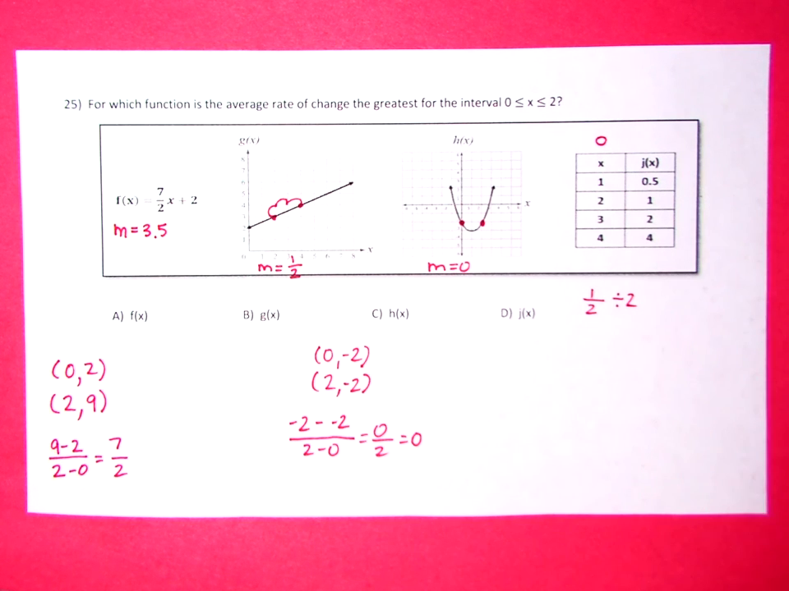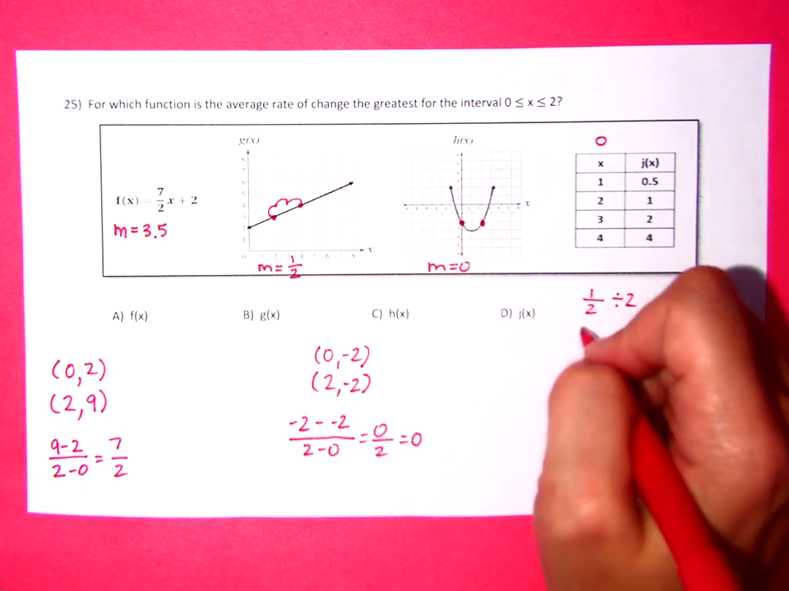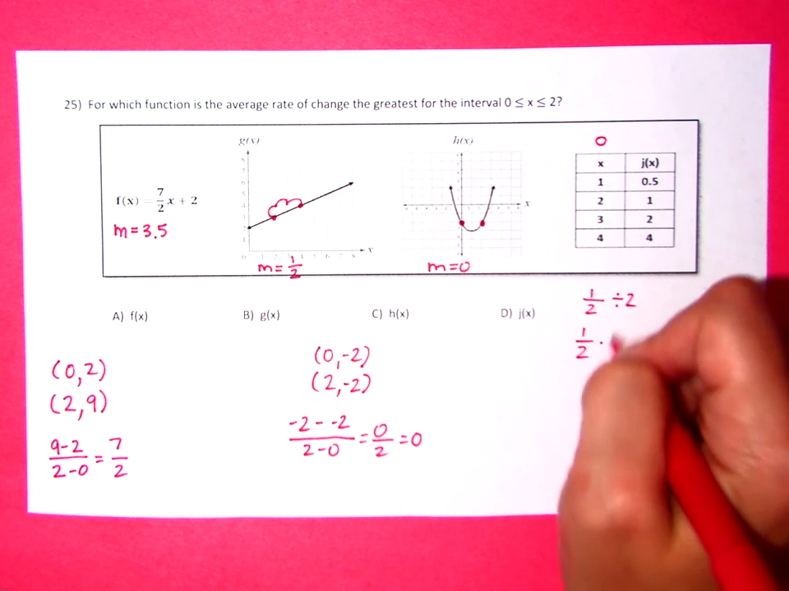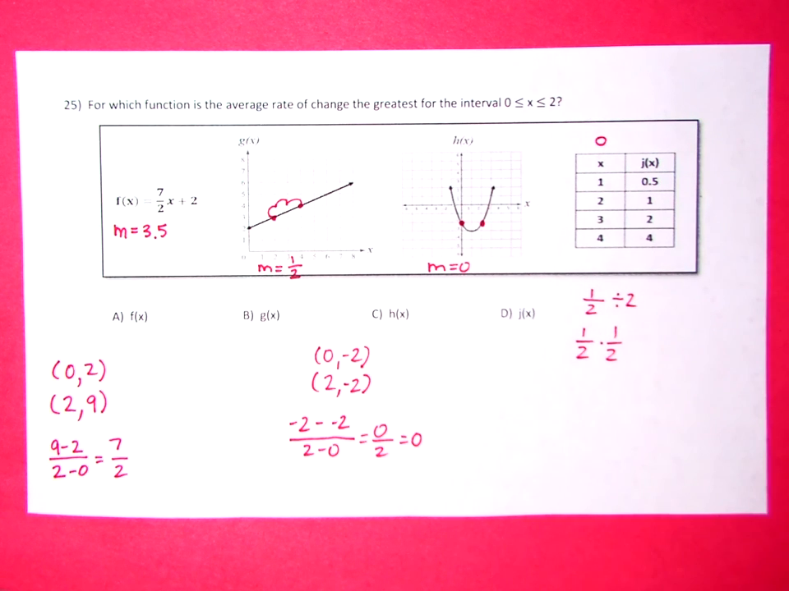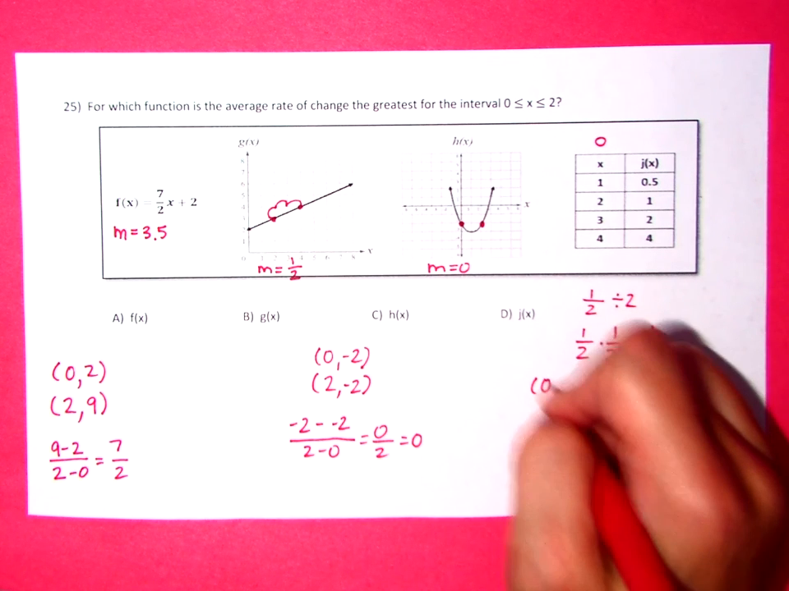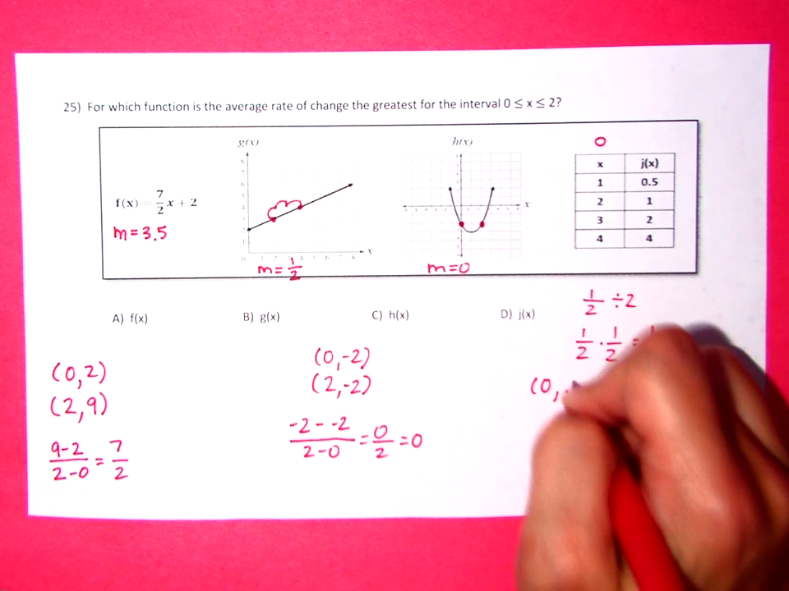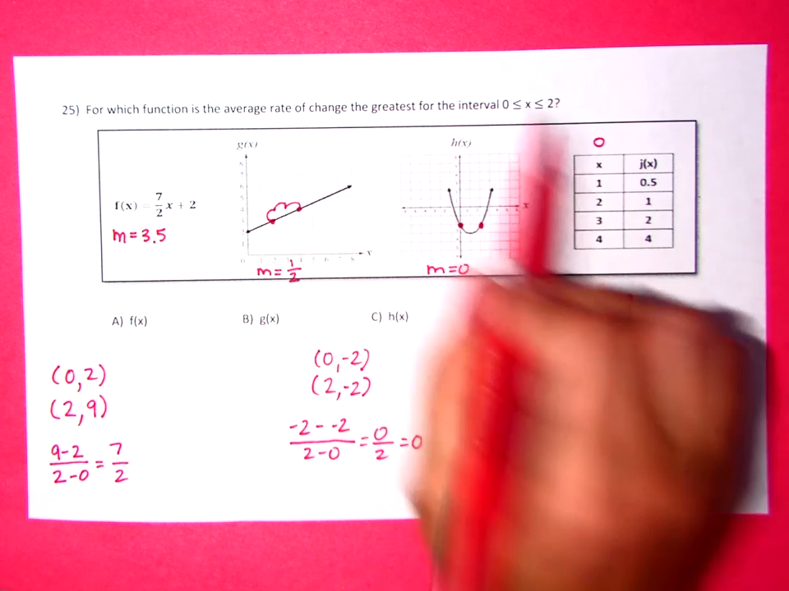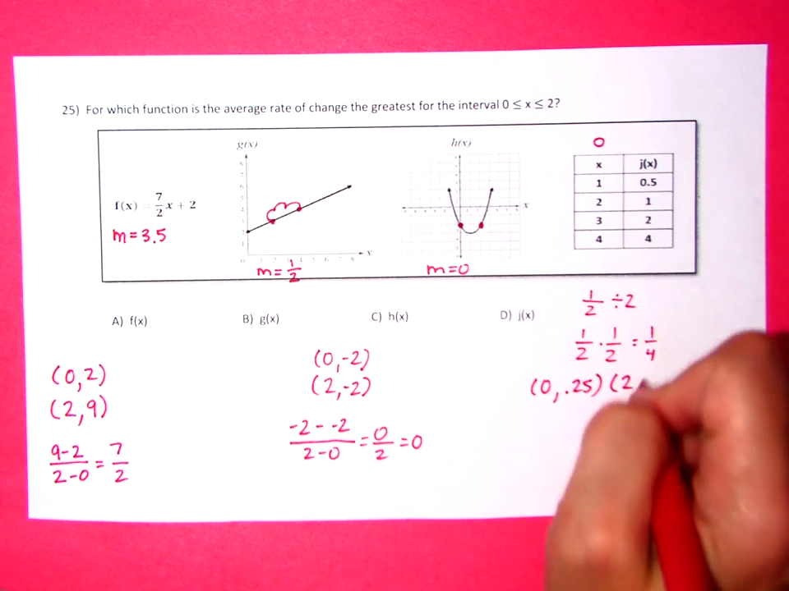Now you can use your calculator. I'm going to go ahead and show you this longhand. 1/2 divided by 2 means we're going to multiply by its reciprocal, so 2 over 1 becomes 1 over 2. So that's going to give me 1/4. So one of our points would be 0, comma, 1/4, or 0.25. And then let's look at the other. When x is 2, because again we're using 0 and 2, the y is 1.